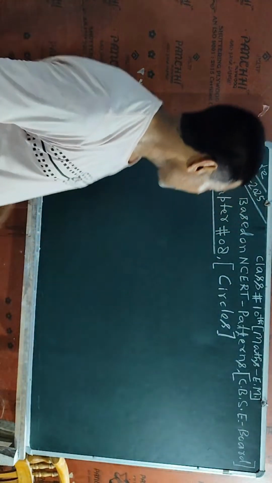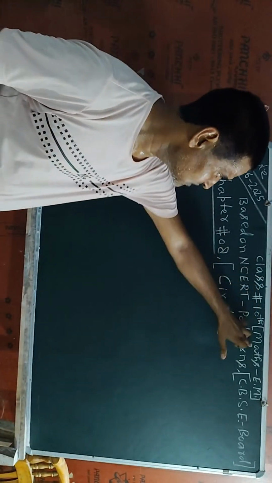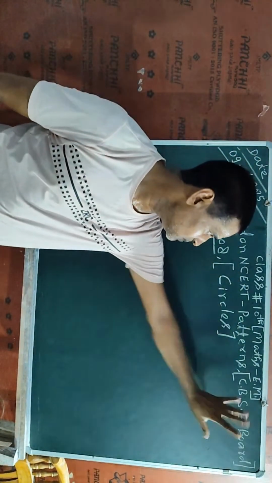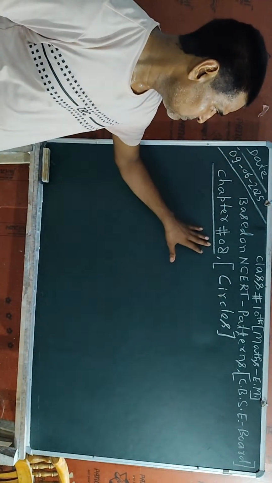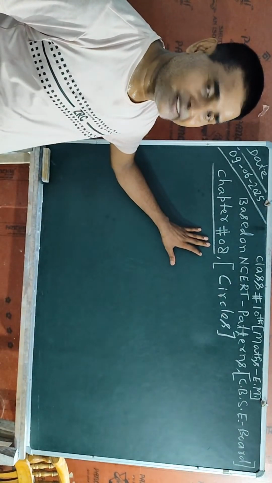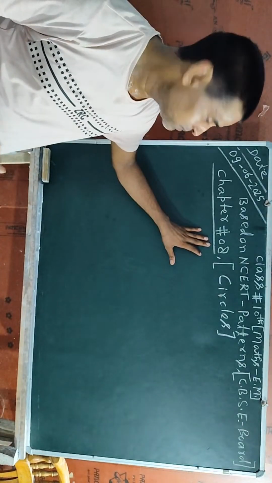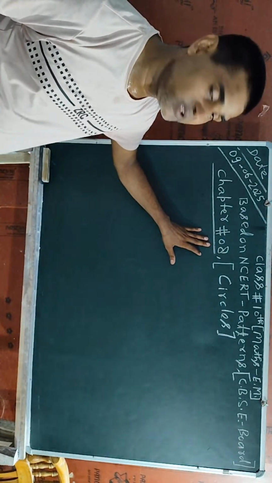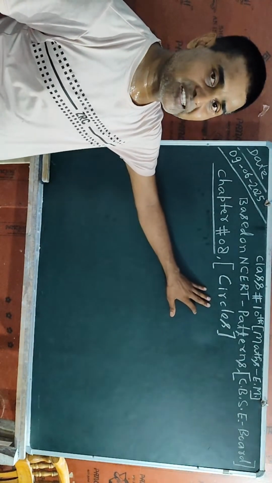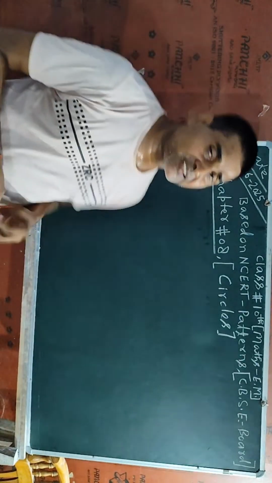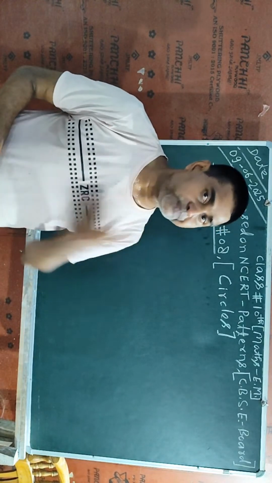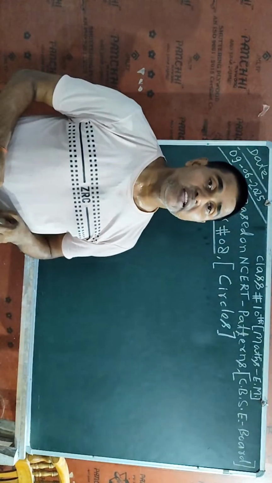Now I am explaining the class 10th mathematics, which is in English medium and based on the NCERT pattern, and the board is CBSE. This is chapter number 8. From chapter number 1 to 7, I have already explained the concepts and also solved numericals on those topics. Now this is chapter number 8, whose name is circles. I will explain the concept of circle, and I will also solve its numericals.